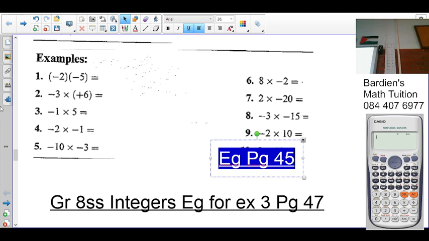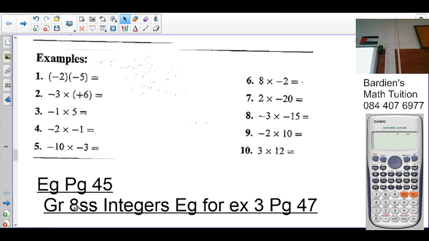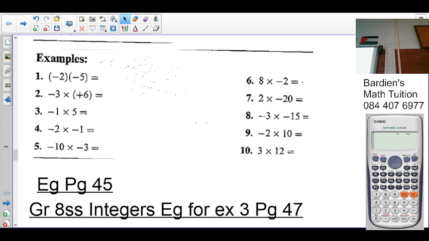So here we are told negative 2 times negative 5. What's negative 2 times negative 5? You can call it out. Positive 10, yes. What's negative 3 times positive 6? Negative 18. Negative 1 times positive 5. Negative 5. What's negative 2 times negative 1? Positive 2. So negative times negative is a positive.